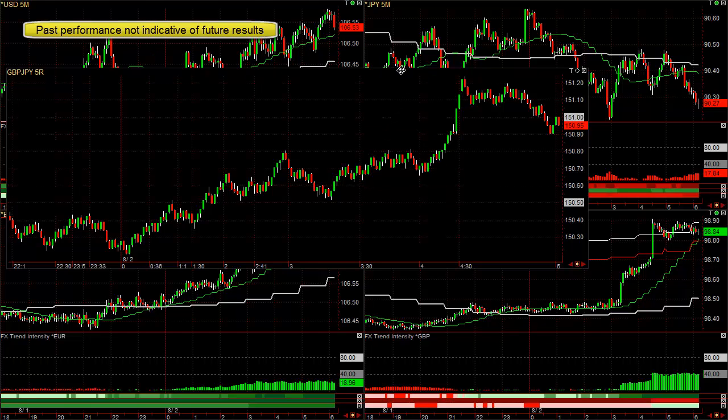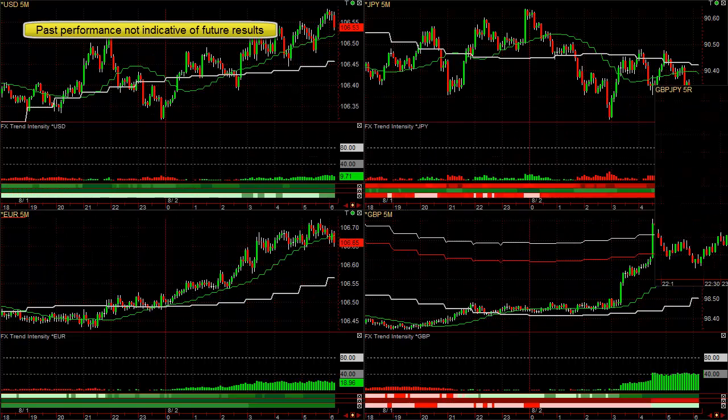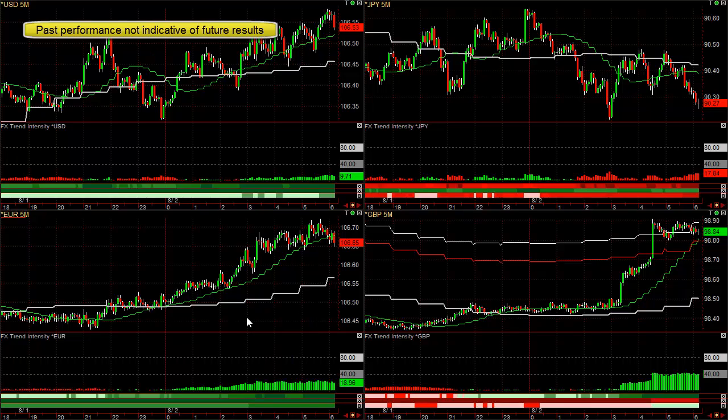And I'll show one more example. And we'll pick another currency that maybe is stronger or weaker. Let's take a look at the Swiss.